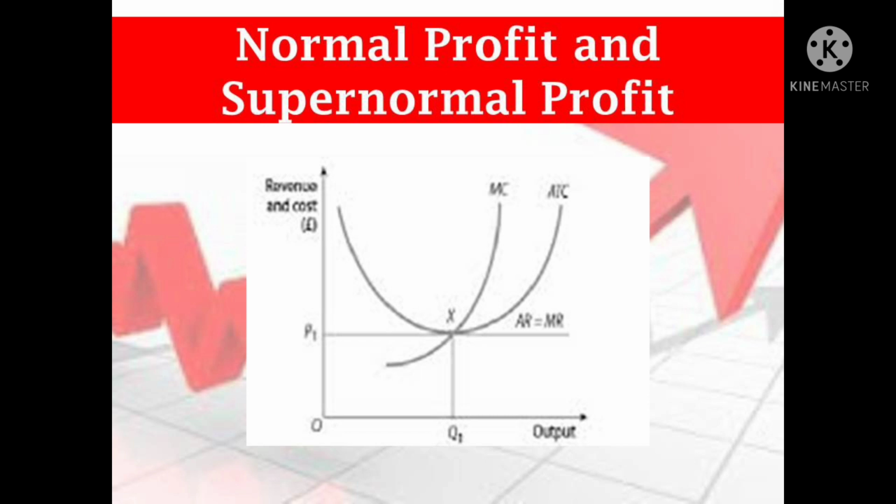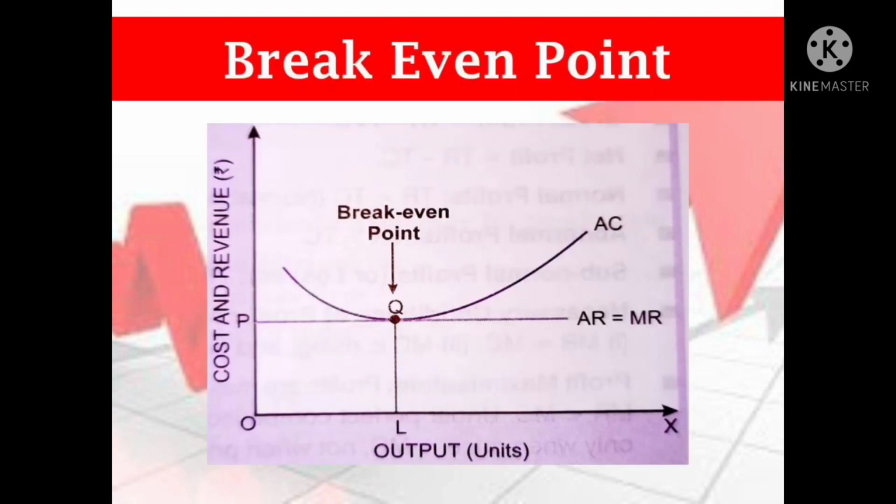The next one is supernormal profit. Supernormal profit, also called abnormal profit, is the profit over and above the normal profit. These profits are likely to attract the entry of new firms. If at the equilibrium point price is greater than the average cost of production, it is referred to as a situation of supernormal profits.